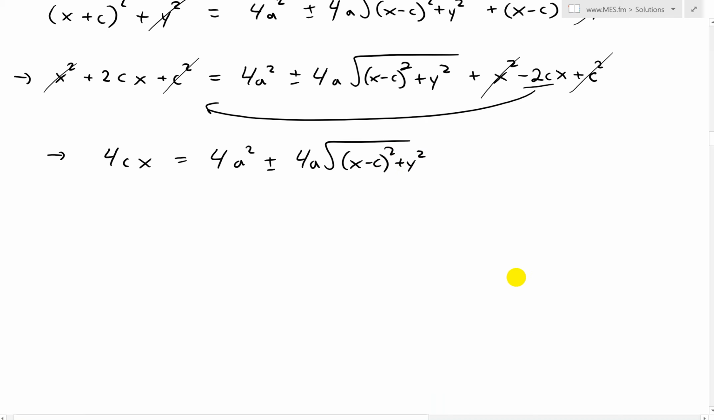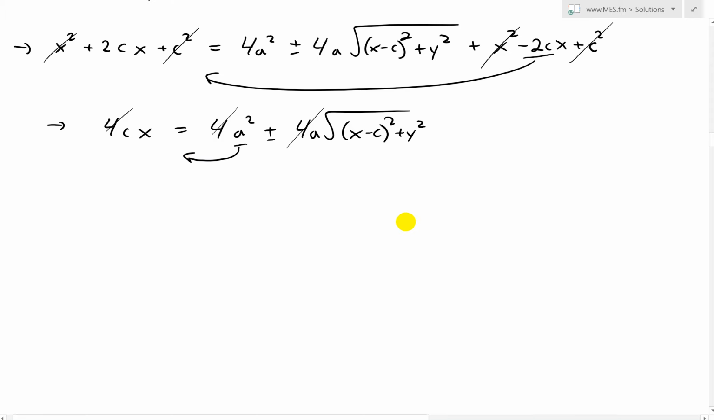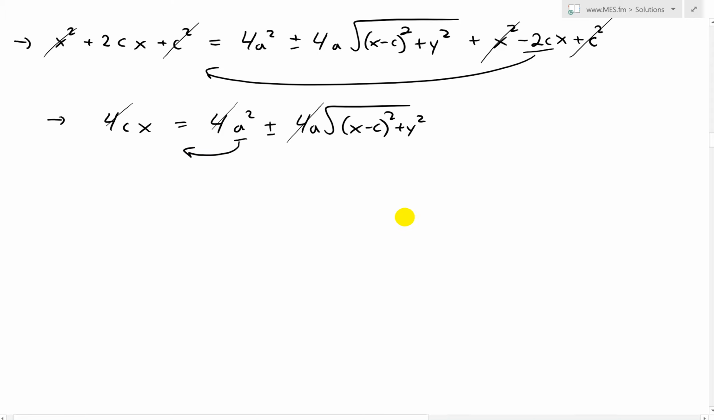Yeah, so now that we have this, we can cancel all the 4's out. So all the 4's cancel, and what I'm going to do now is move this a onto this side, and then basically do another squaring of both sides. So all the 4's are gone, so now we have cx minus a squared equals a plus or minus the square root of x minus c plus a y squared, like that, plus y squared.